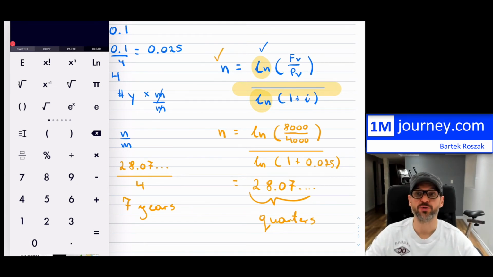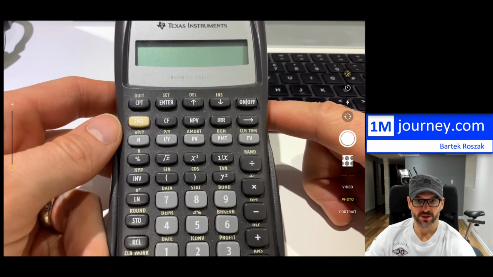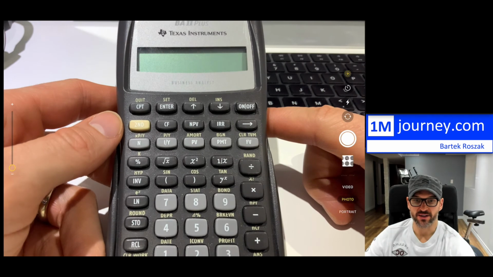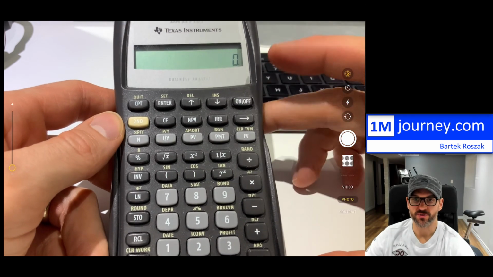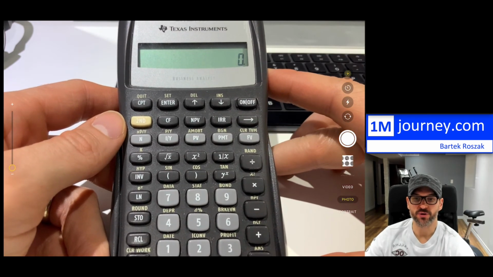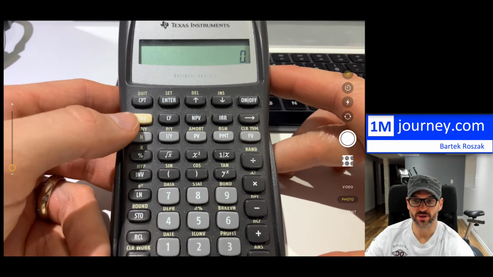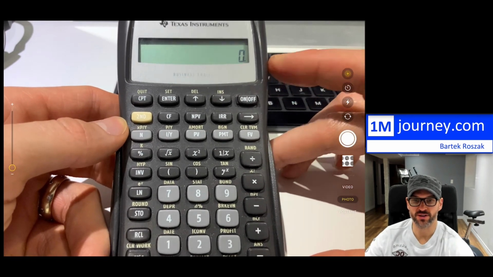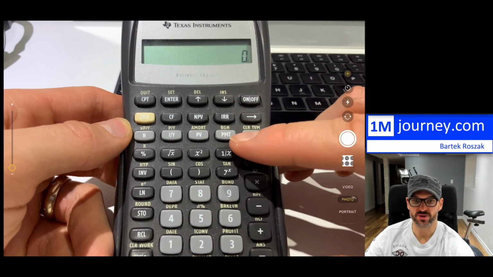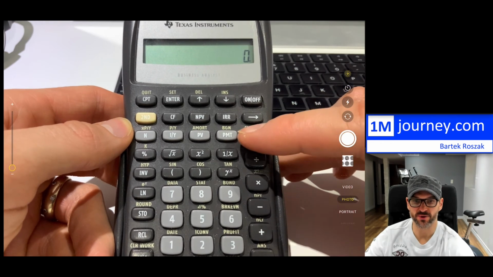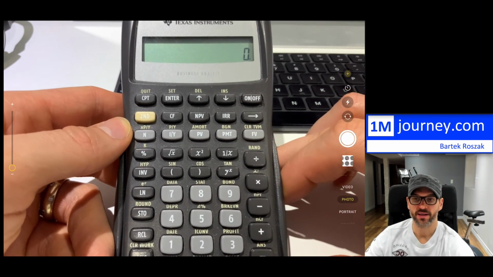Now, how would you do it if you wanted to use a business analyst calculator, so instead of using ln or logs? So let me show you how to do that. So here is our business analyst. I'm going to turn it on. So here it is. Now, I'm going to hit second function and then all the way to this button, which is clear total value of money. So I'm going to clear everything inside. And now I'm going to start.